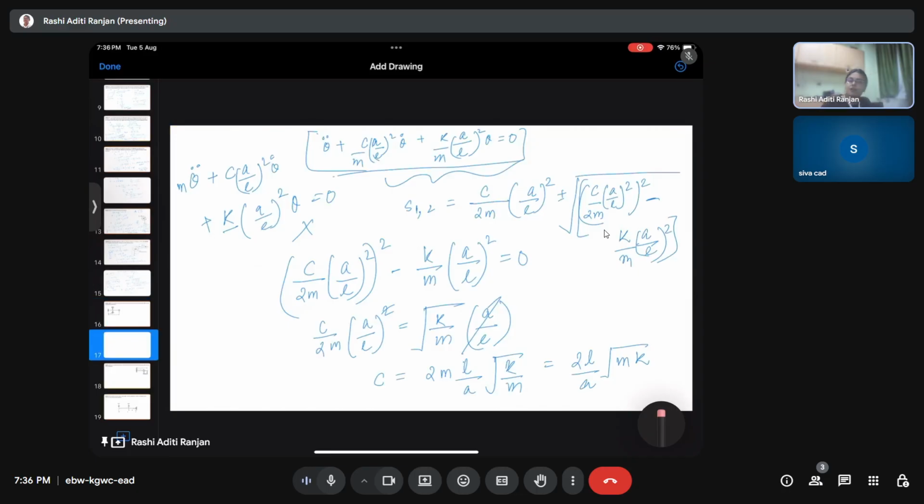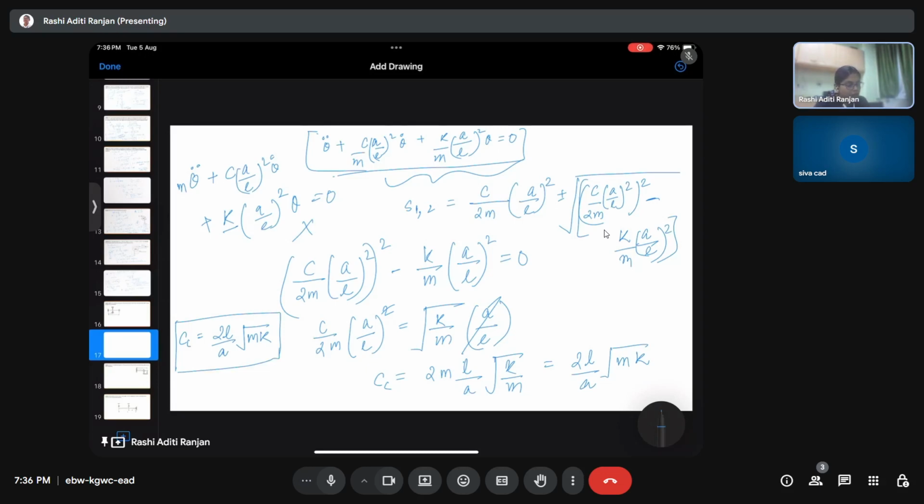So this is how we have to deal with it. We'll have to find the equation of the roots, and then put whatever is inside the under root equal to 0, and from that we are going to get the value of Cc. So Cc we get out as 2L by a under root of mk. Okay, I hope this is clear.